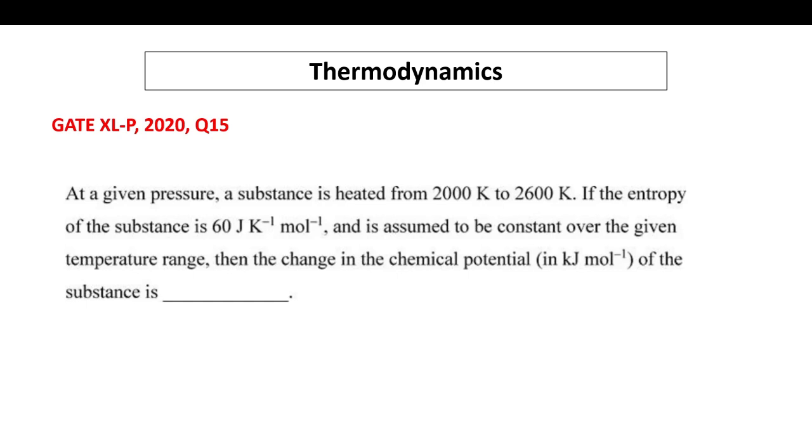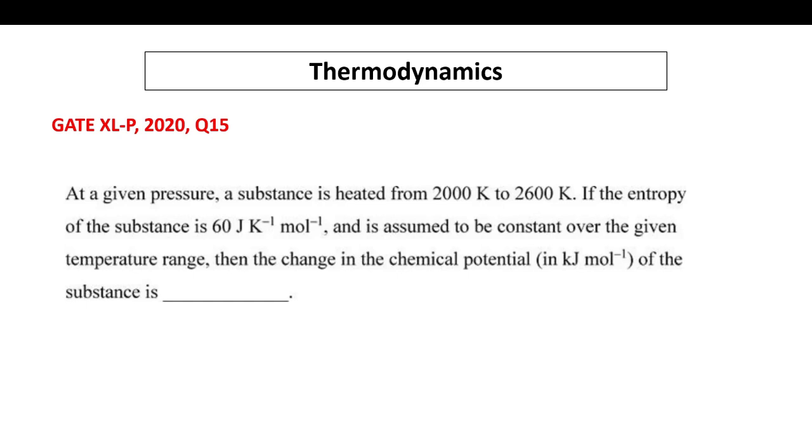Now if we go to another question, it came in the year 2020 and the question number here is 15. The question states that at a given pressure, a substance is heated from 2000 Kelvin to 2600 Kelvin. If the entropy of the substance is 60 joule per Kelvin per mole and is assumed to be constant over the given temperature range, then the change in chemical potential of the substance is.